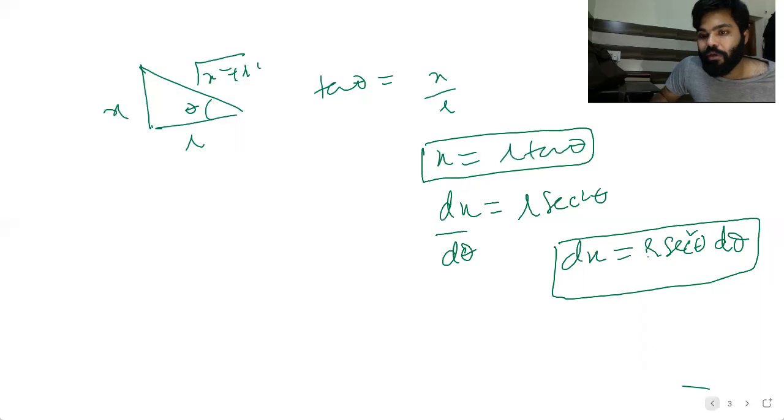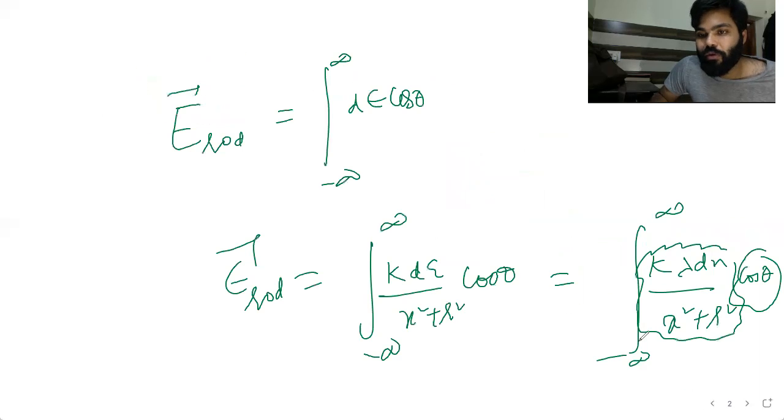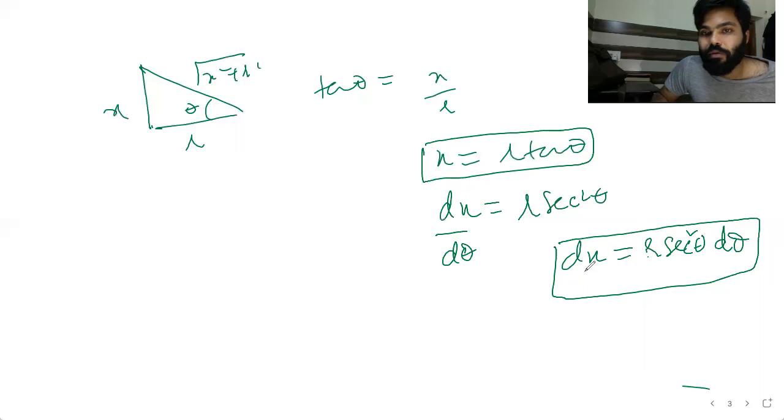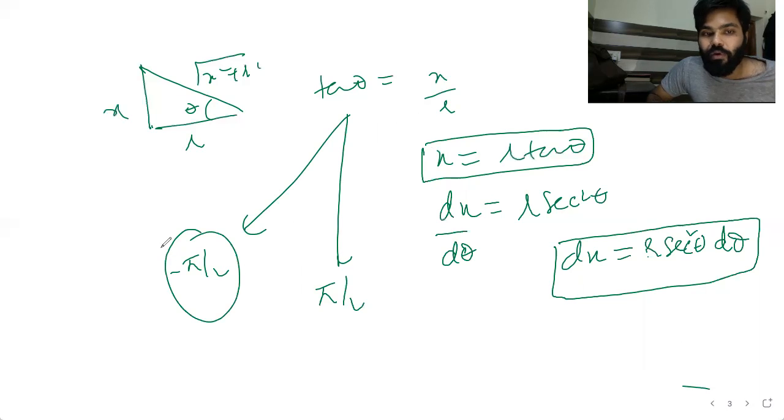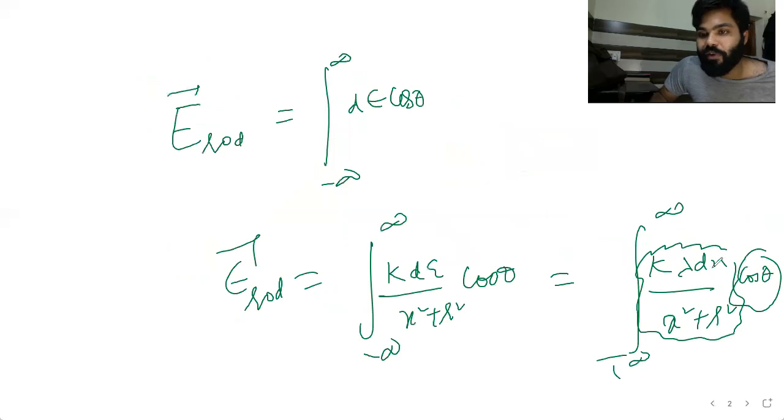When you do substitution, you have to change the limits also. This is the lower limit of x, and this is the upper limit of x. So when you put x as minus infinity and x as infinity, you will get two limits: minus pi by 2 and pi by 2. Minus pi by 2 is our lower limit, and this is our upper limit. So the whole expression can be converted into a trigonometric expression, which was earlier a combination of algebra and trigonometry.